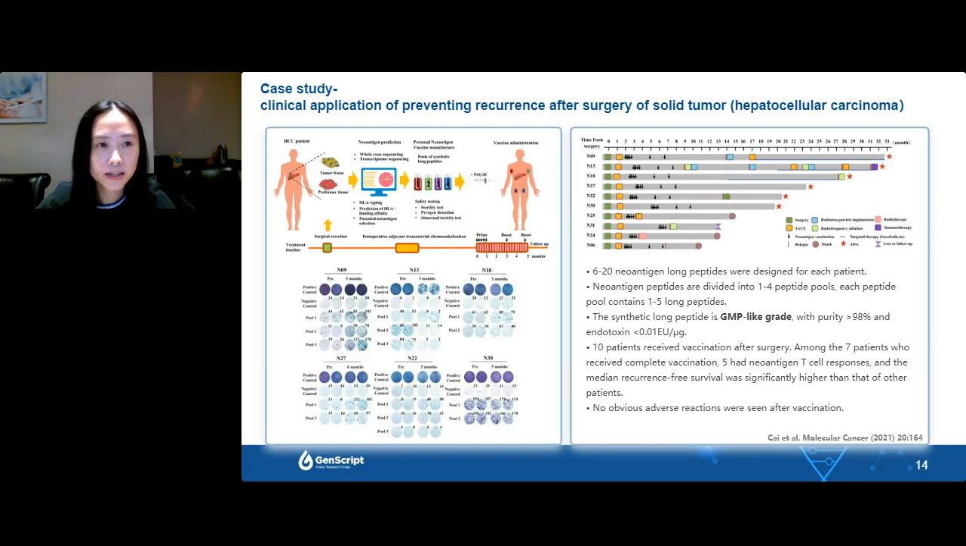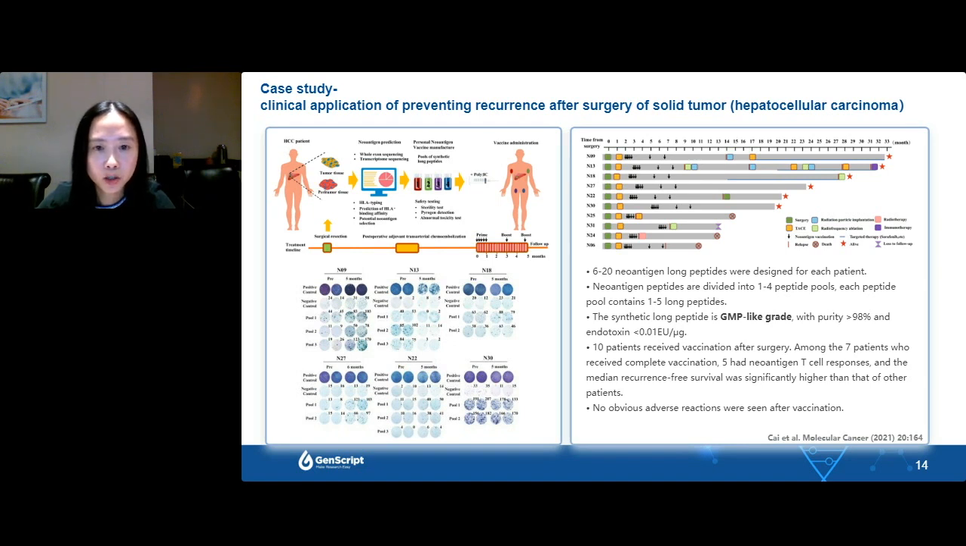Okay, next, let's see this case study using neoantigen peptides. It's a clinical application of preventing recurrence after surgery of solid tumor. 6 to 20 neoantigen long peptides were designed for each patient. Then neoantigen peptides are divided into 1 to 4 peptide pools. Each peptide pool contains 1 to 5 long peptides.